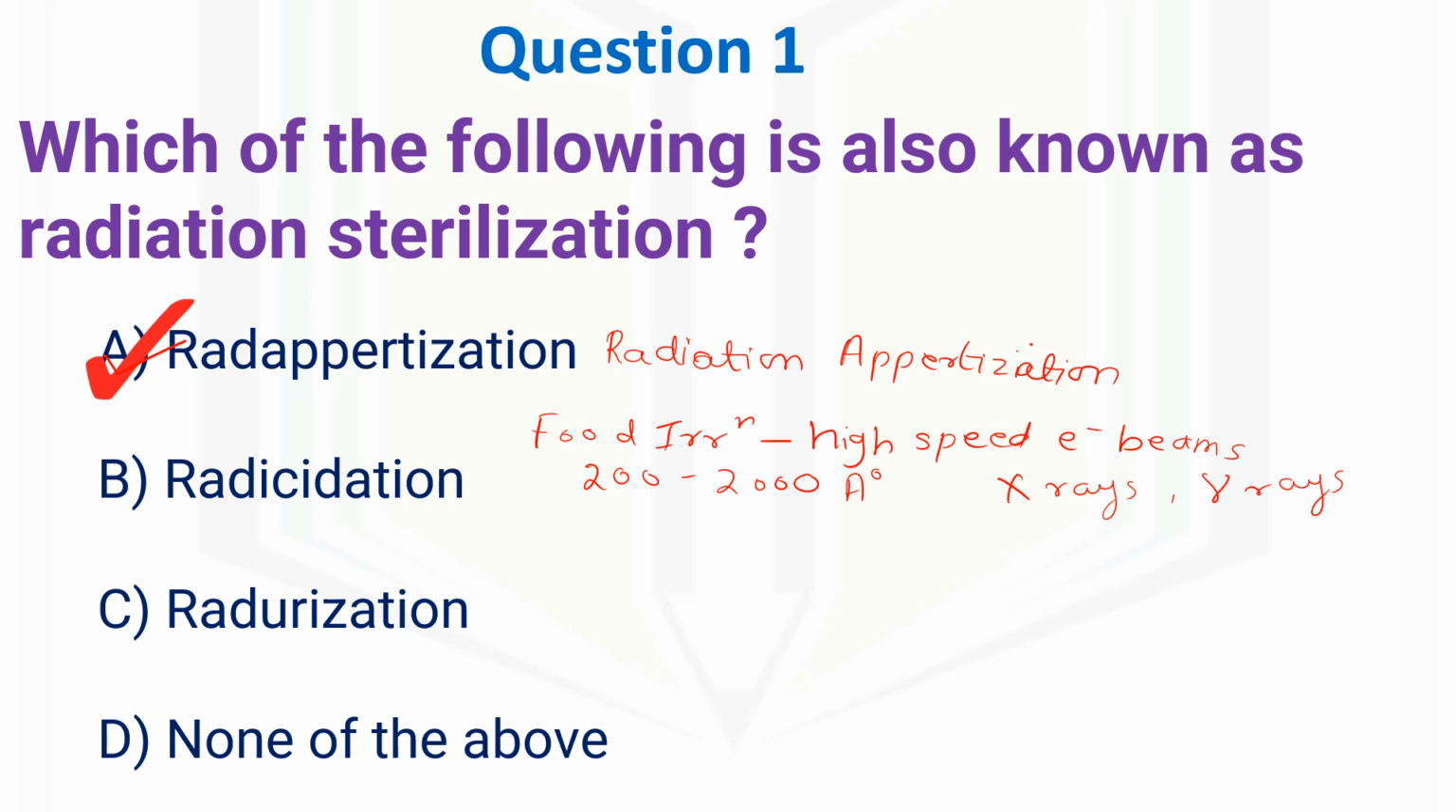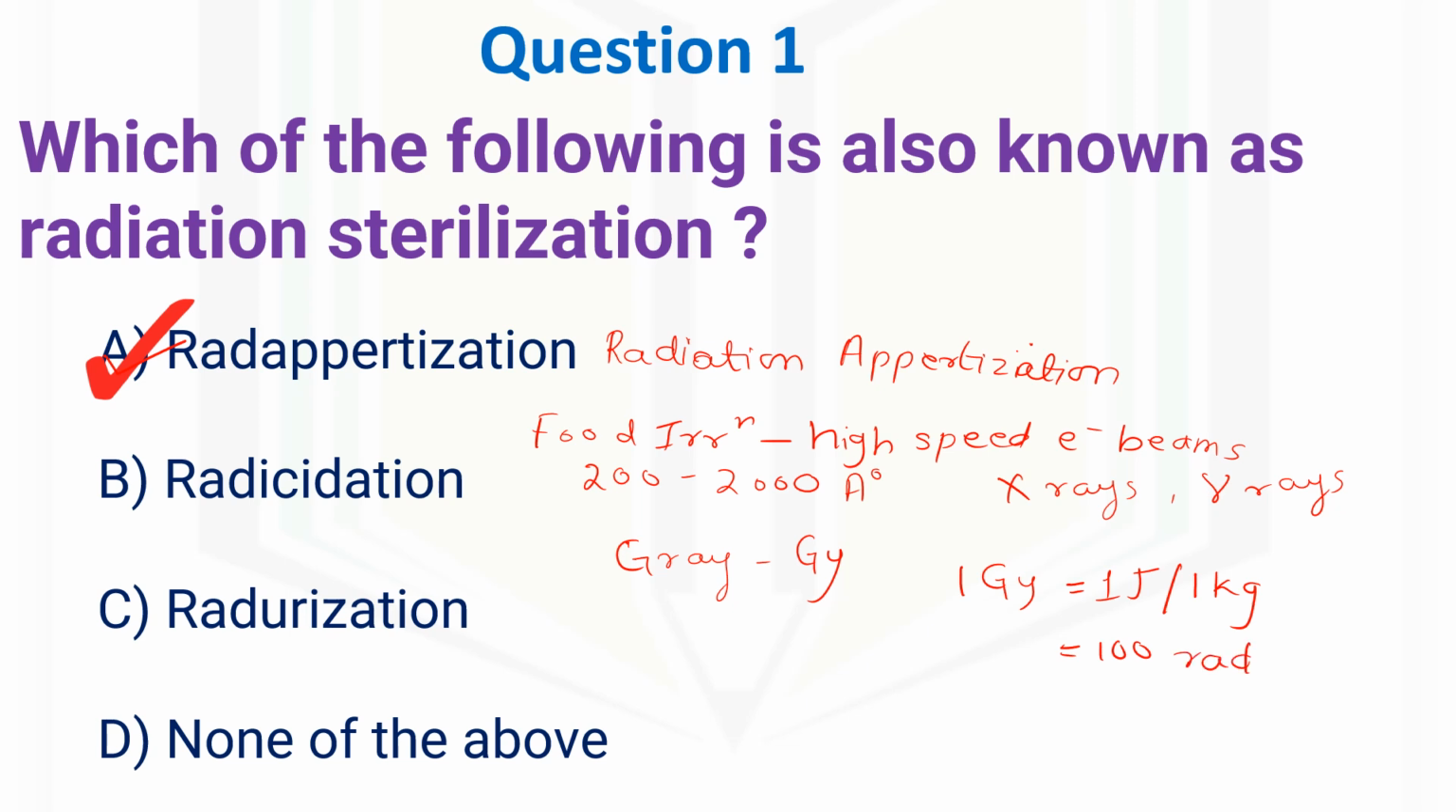Depending upon the dosage, which is given in the form of gray, written as Gy, and also measured in joule per kg. So 1 gray is equal to 1 joule of energy absorbed by 1 kg of the food. This is also equal to 100 rad.